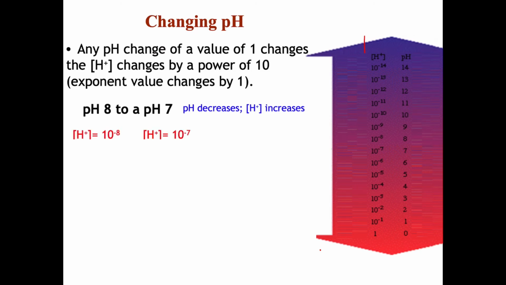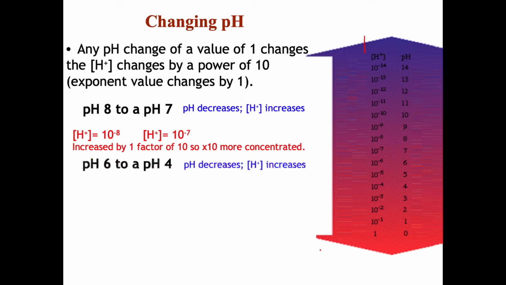How much more H plus? Well, the concentrations would be this. H plus for a pH of 8 would be 10 to the negative 8. For a pH of 7 would be 10 to the negative 7th. So it increased by 1, you can think of it as a factor of 10, so it's 10 times more concentrated.